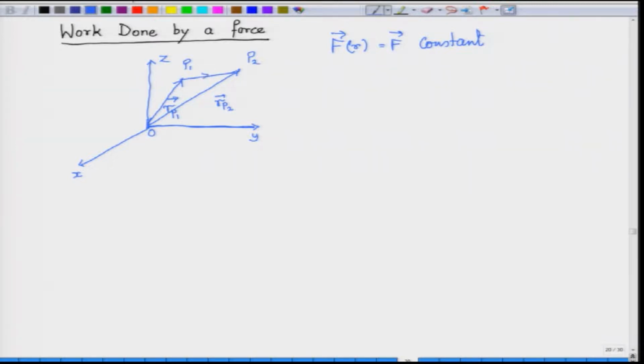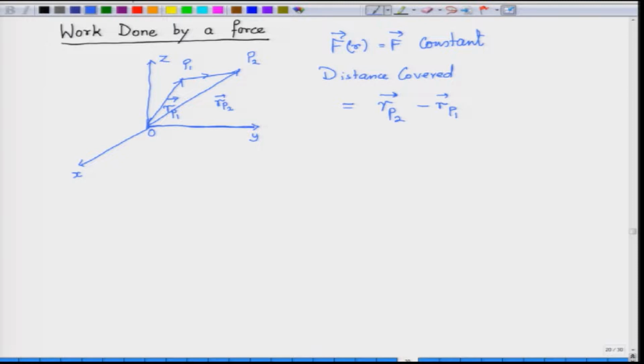Then the distance covered between P1 and P2, the distance covered under the force, is r P2 minus r P1.